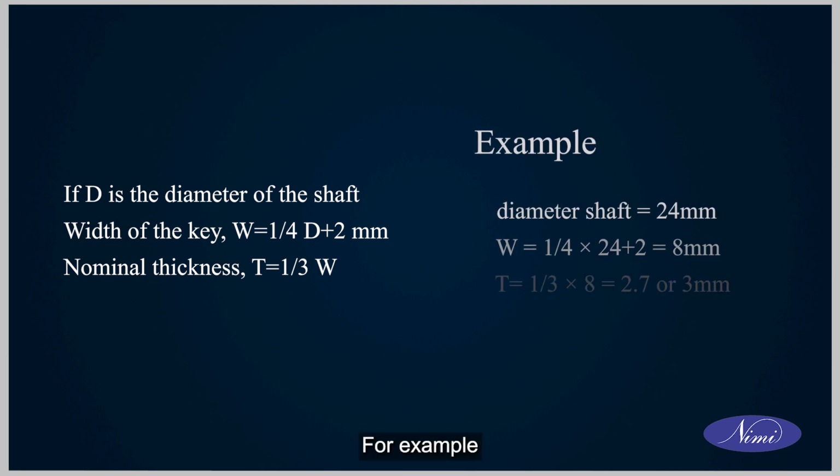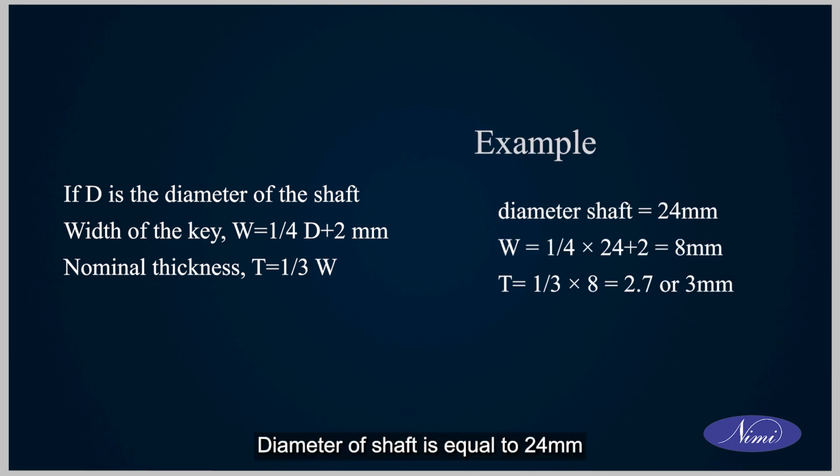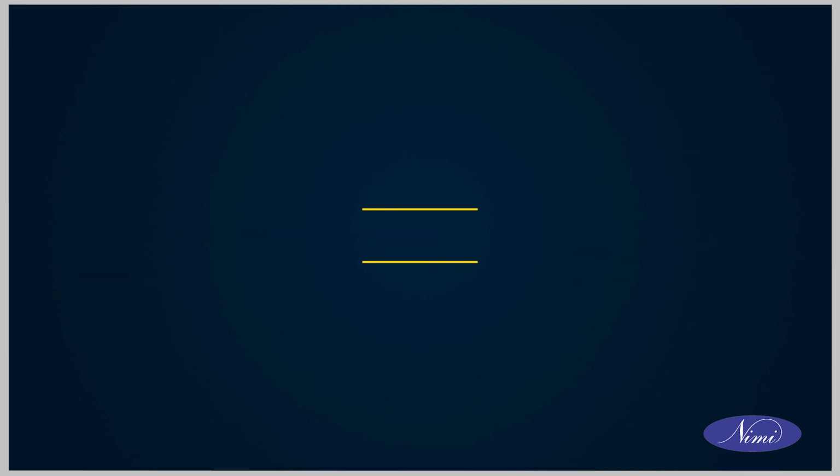For example, diameter of shaft is equal to 24 mm. Width is equal to 1/4 into 24 plus 2, which is equal to 8 mm. T is equal to 1 by 3 into 8, which is equal to 2.7 or 3 mm.